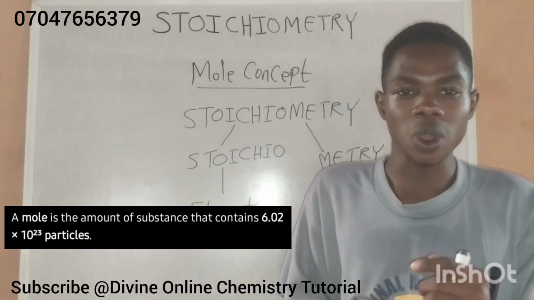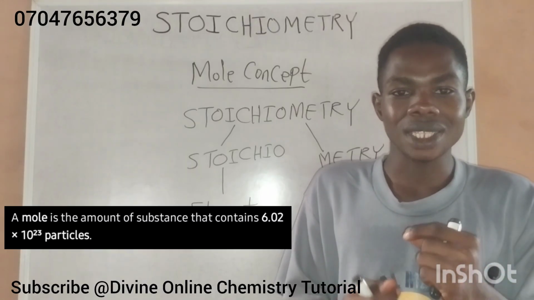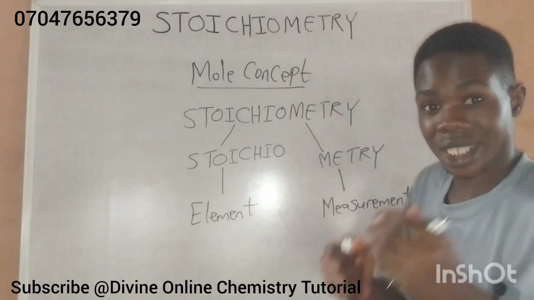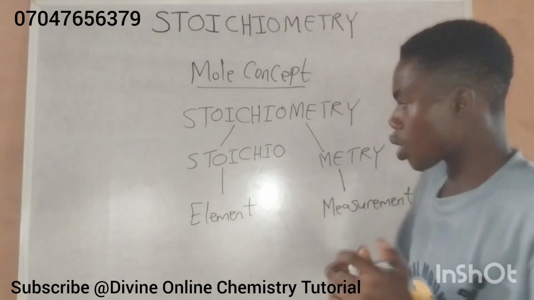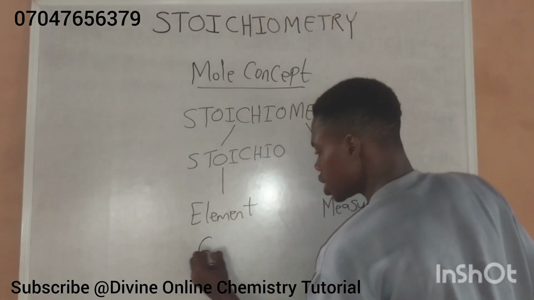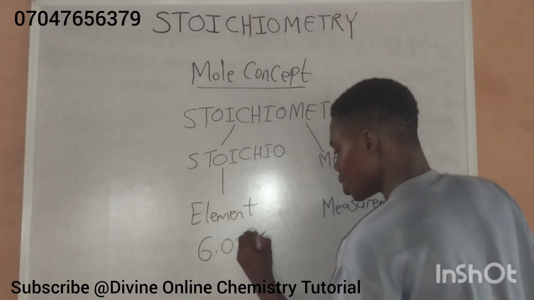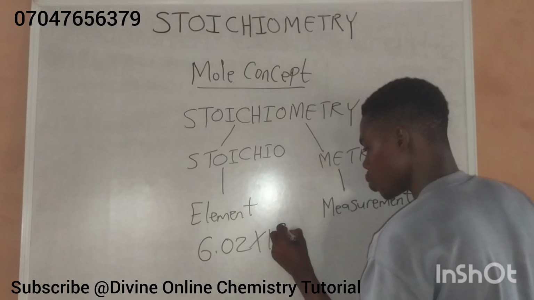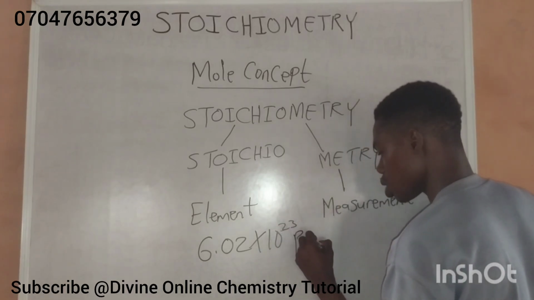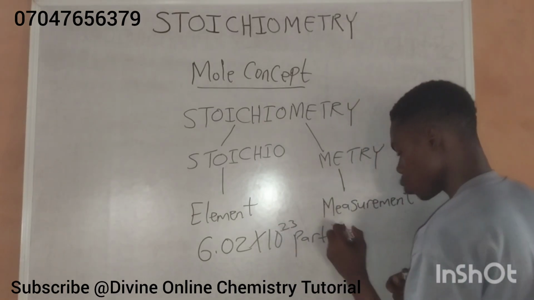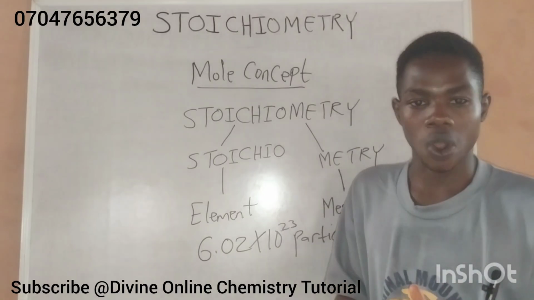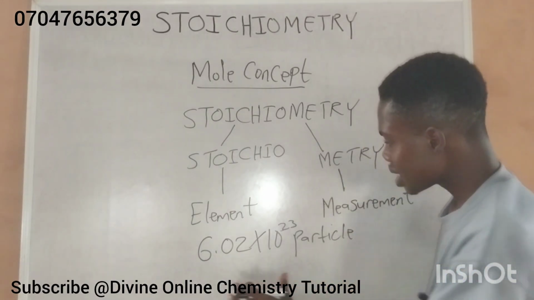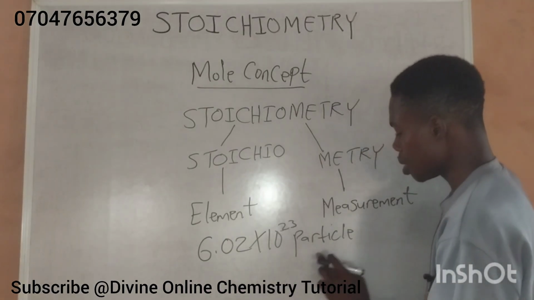Please take note that a mole is the amount of a substance that contains 6.02 times 10 raised to the power 23 particles. So please take note of this, that a mole is the amount of a substance that contains 6.02 times 10 raised to the power 23 particles.